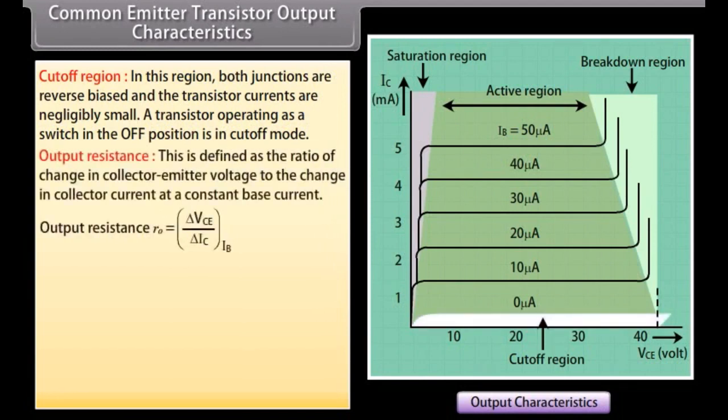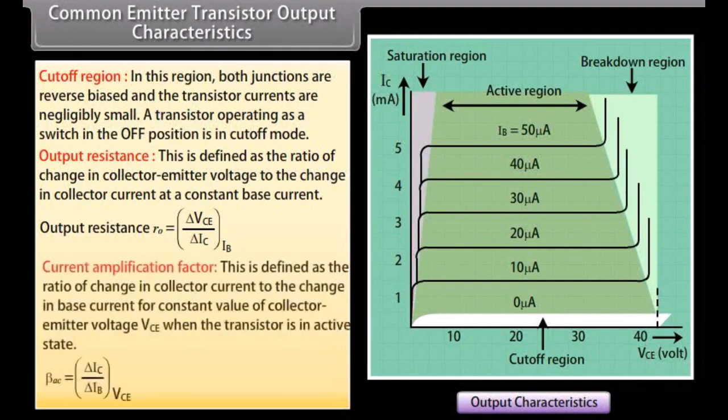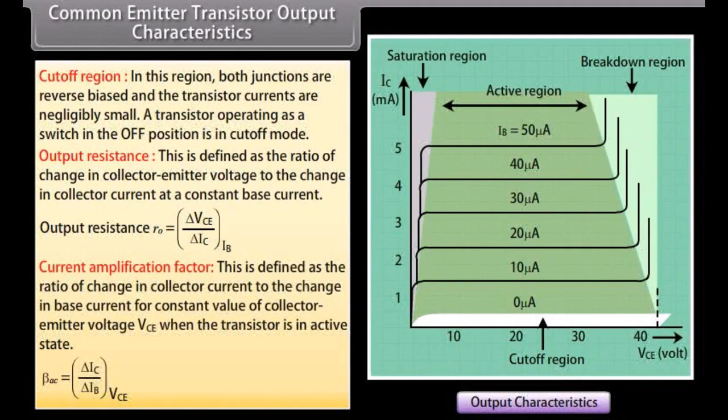Output resistance. This is defined as the ratio of change in collector-emitter voltage to the change in collector current at a constant base current. Current amplification factor. This is defined as the ratio of change in collector current to the change in base current for a constant value of collector emitter voltage VCE when the transistor is in the active state.